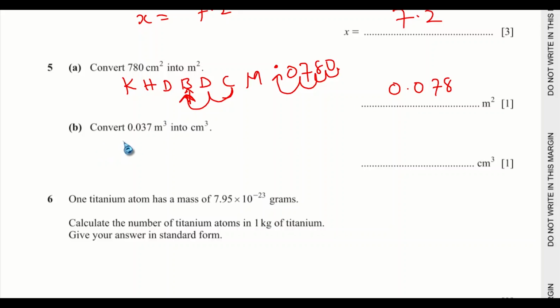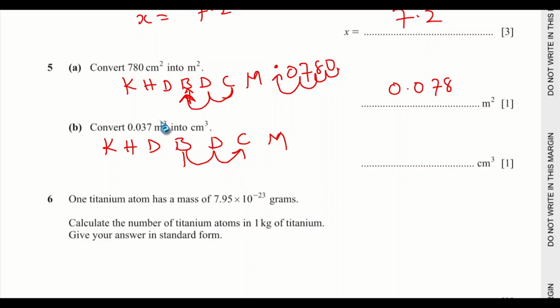Okay, part B, convert 0.037 meter cube into centimeters cube. So we're going to use the same acronym. Okay, King Henry died by drinking chocolate milk. Okay, so this is where you have the base. This is the base where you have the meters, you have the liters, and you have the grams. Okay, so now we want to convert from meters to centimeters. That means we need to move from here, 1 and 2. You move towards this direction. This is 2 times.